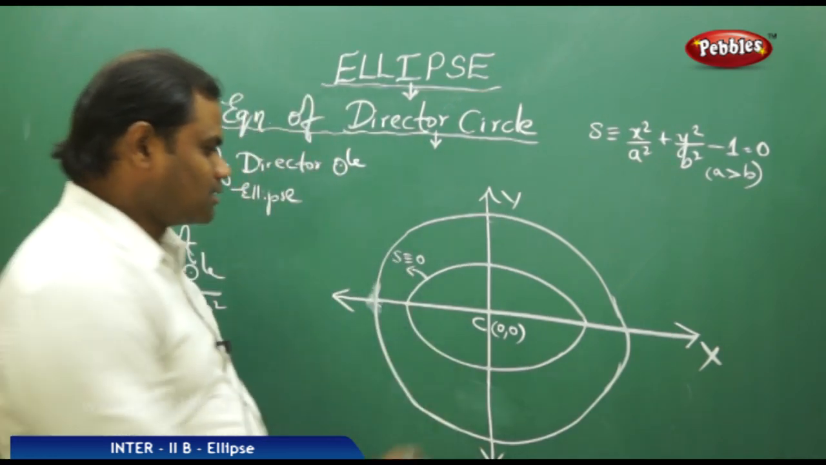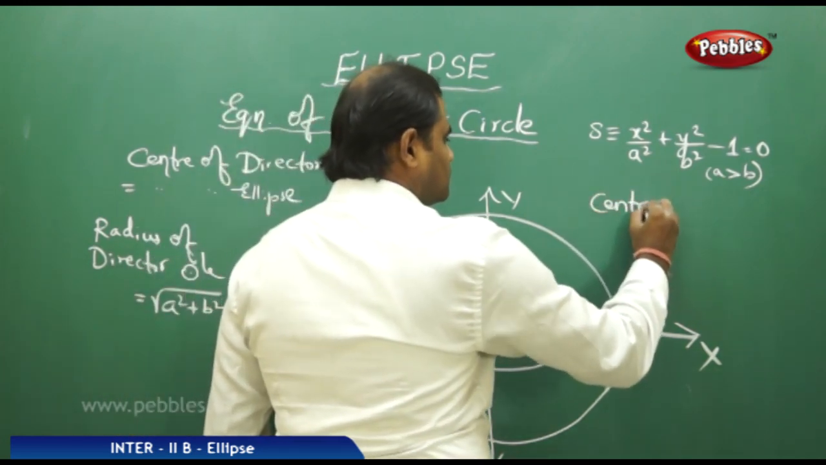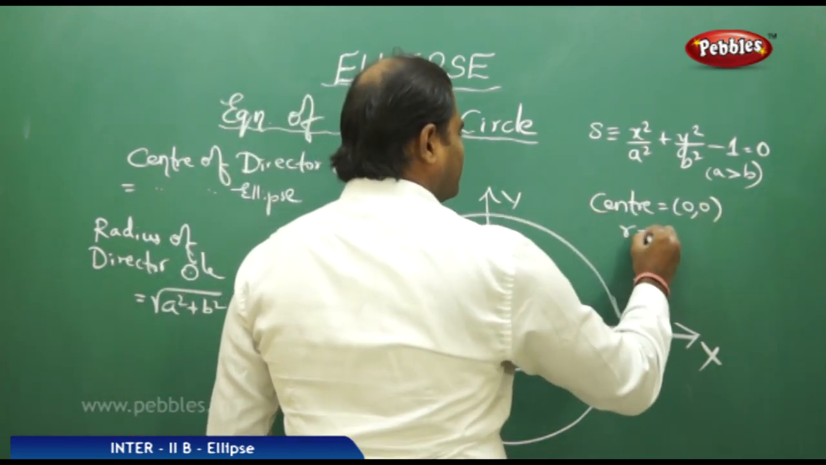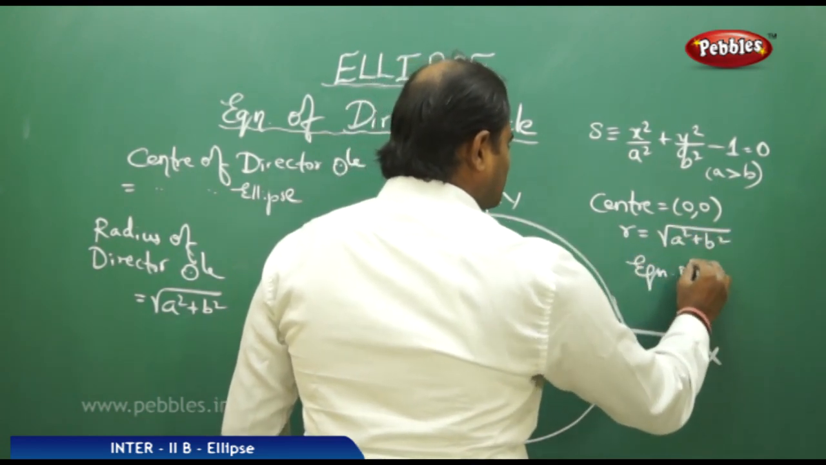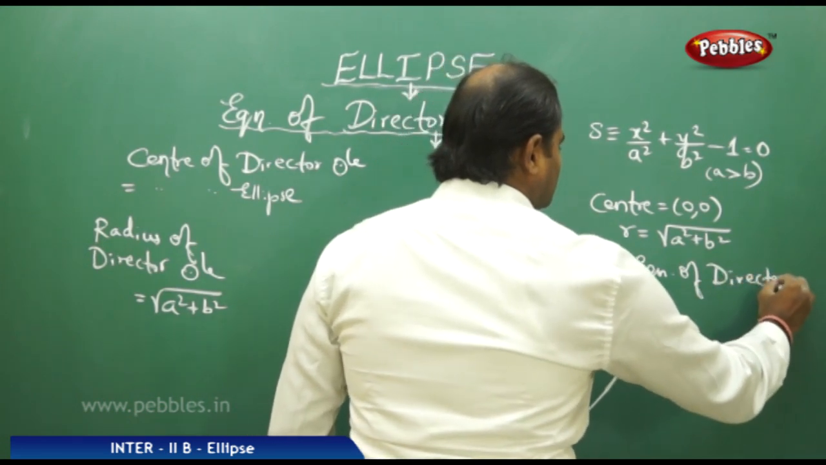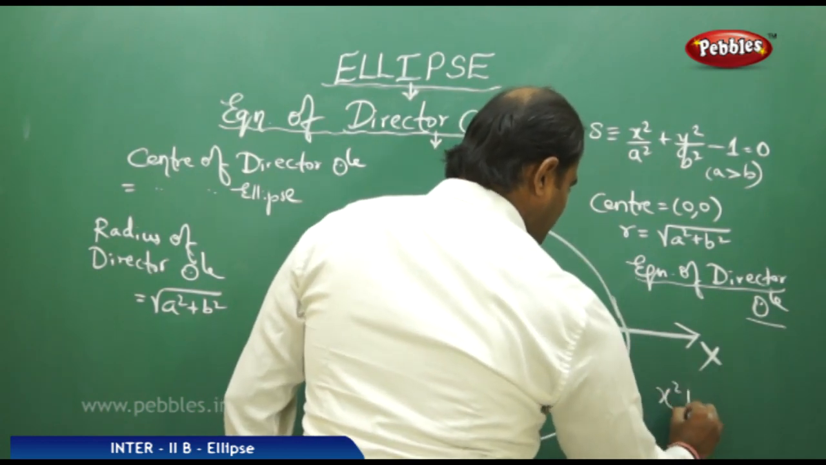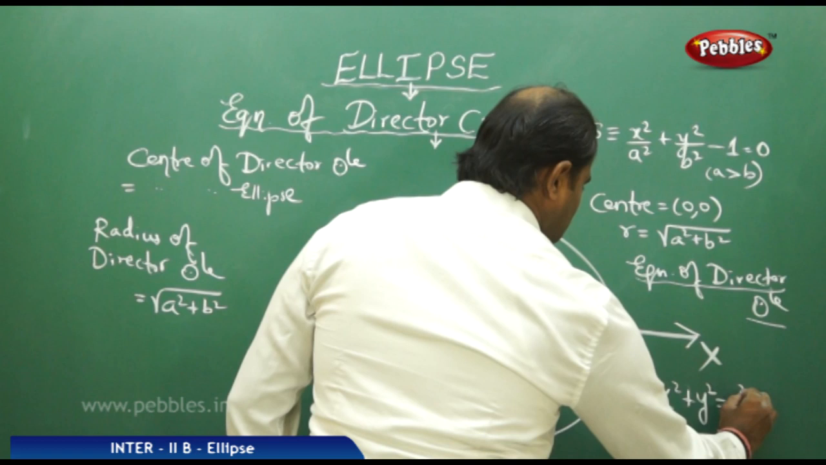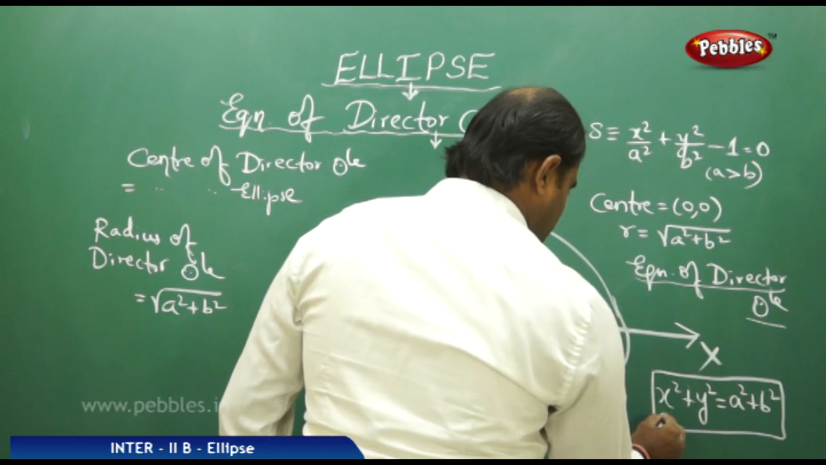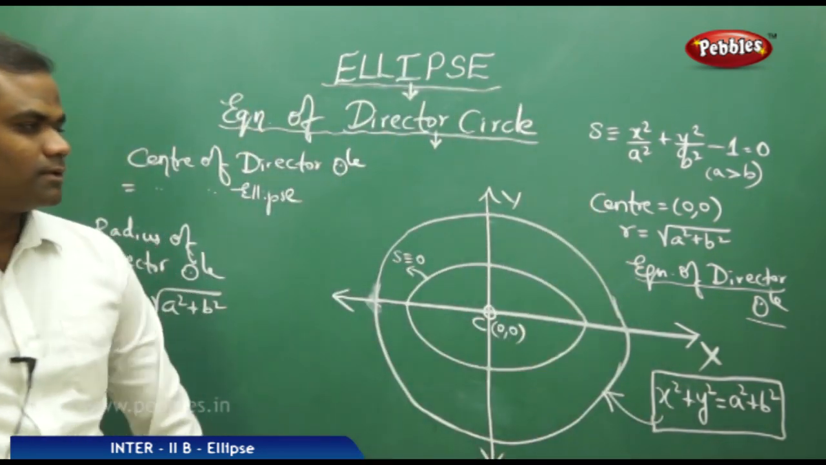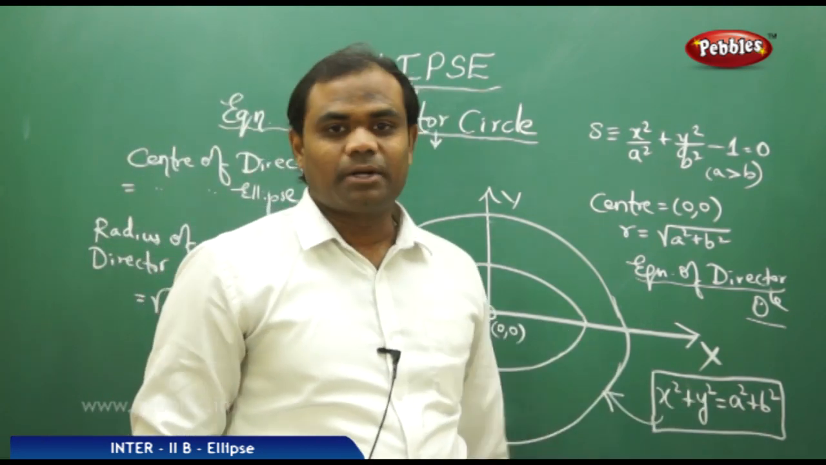So I have my director circle which is concentric with the center of ellipse. Therefore, center is origin and radius is root a squared plus b squared, which implies the equation of director circle is given by x squared plus y squared equals a squared plus b squared.